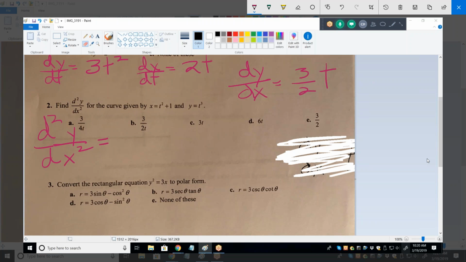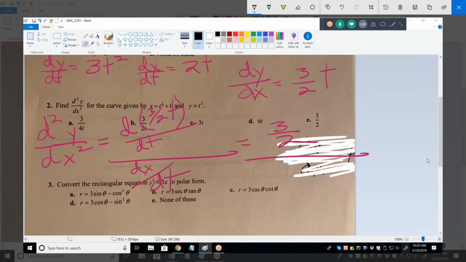So that's equal to d of 3/2 t dt, all divided by dx dt. Okay, well, what does that equal? The derivative of 3/2 t is 3/2 in the numerator. Right. Dx dt is 2t. Flip and multiply, and you get 3/4t.